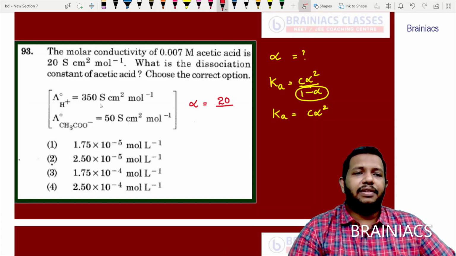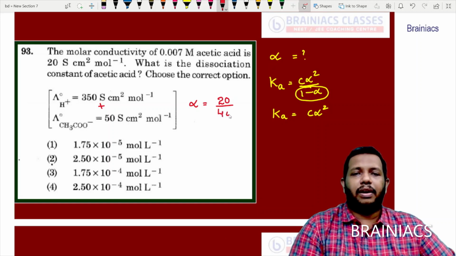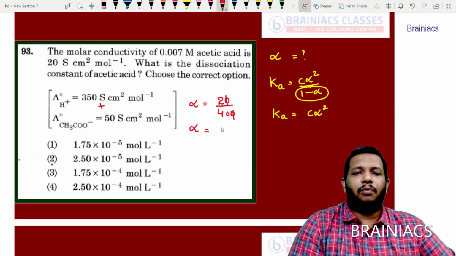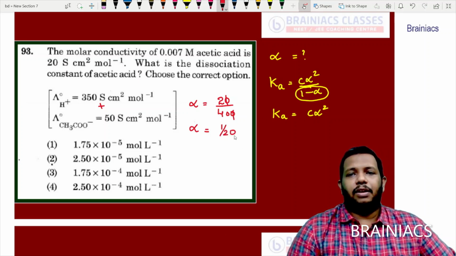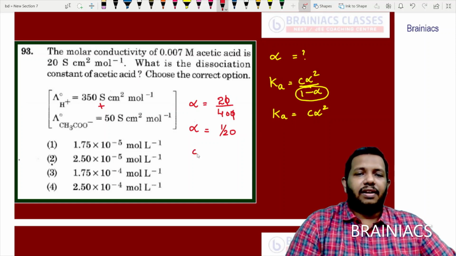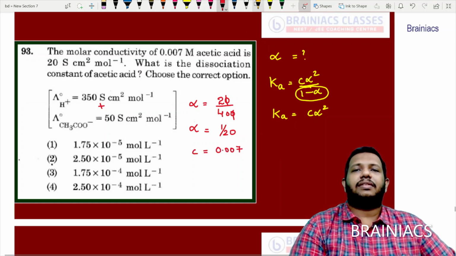So if you add these two, we will get the molar conductivity of acetic acid at infinite dilution. So 350 plus 50, it will become 400. So the alpha value here, I can say, will become 1 by 20. So now we know the alpha value. Now we also know the concentration. What is the concentration given here? 0.007. So let us substitute here.